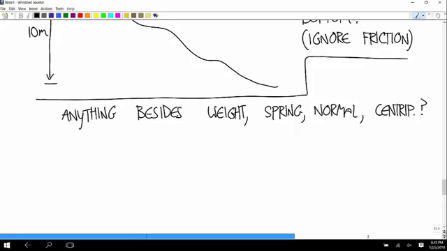So anything besides those four? No, just weight and normal force.